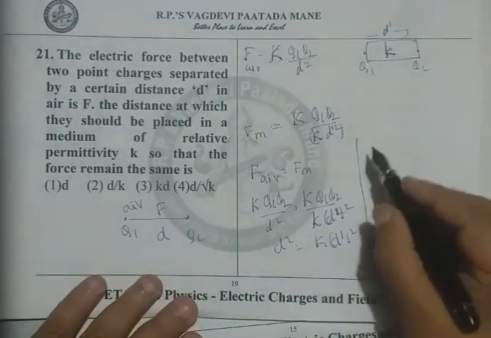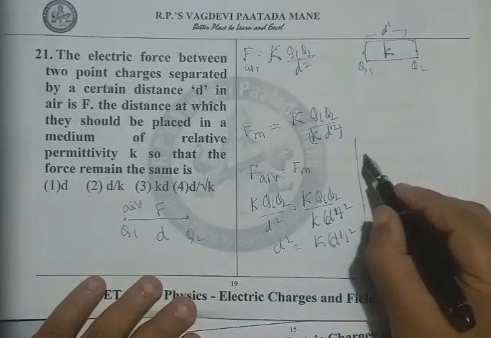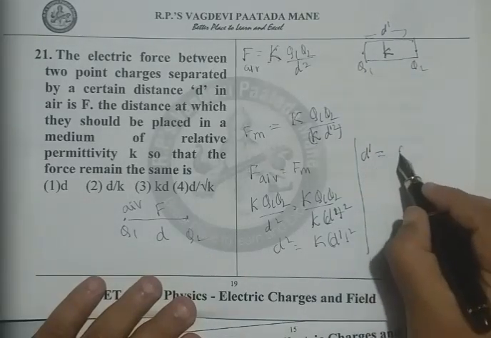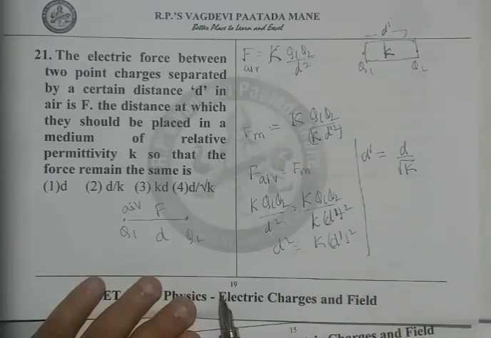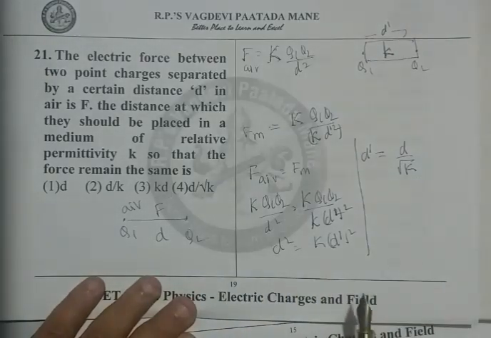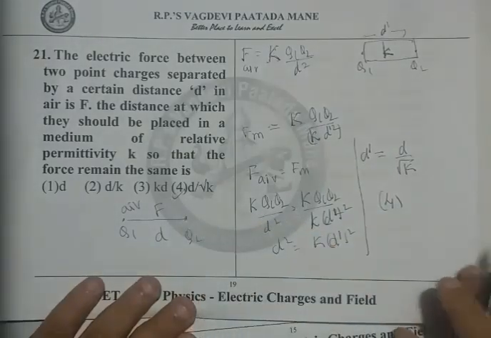So the distance between the charges in the dielectric medium is given by D dash equals D by root k. D by root k. Distance D dash equals D by root k. Therefore, fourth option is correct. This is also called the effective distance.